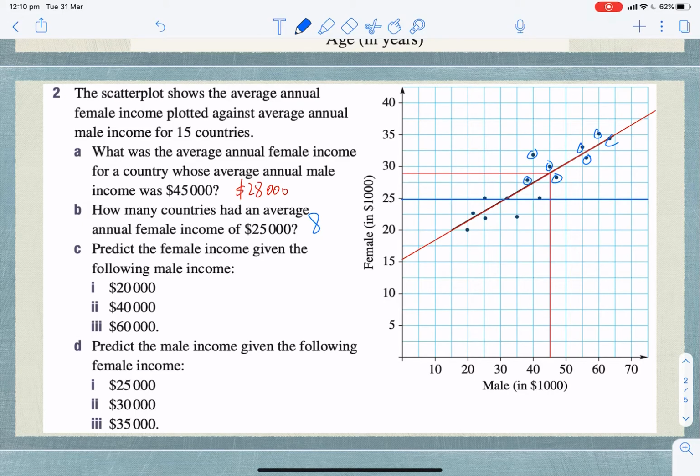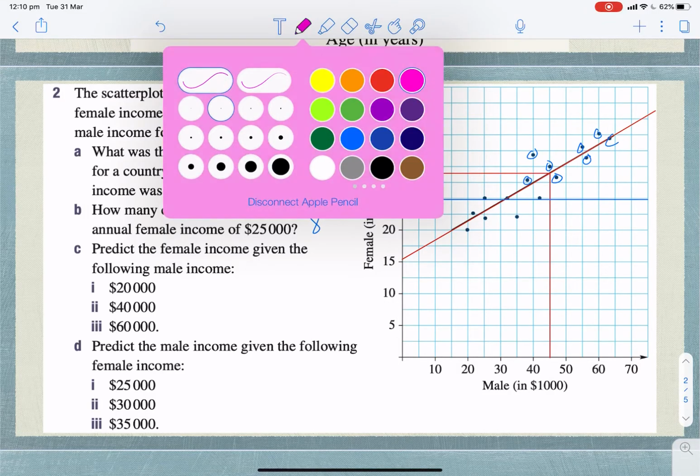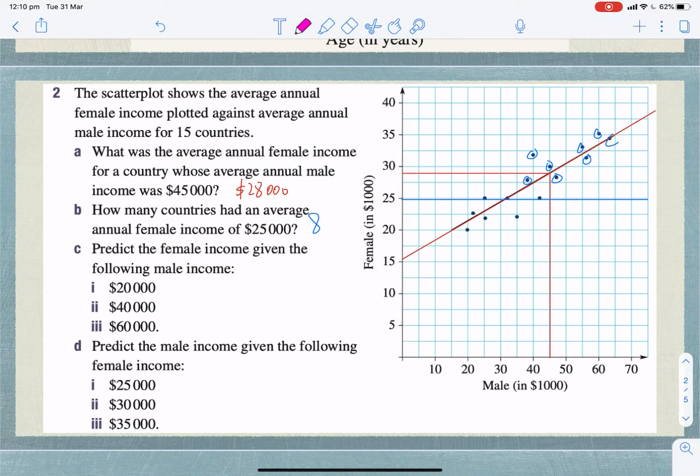Okay, now predict female's income given male's. This one we can actually use the pink line. So 20 is here. Here we can go across. About 22?